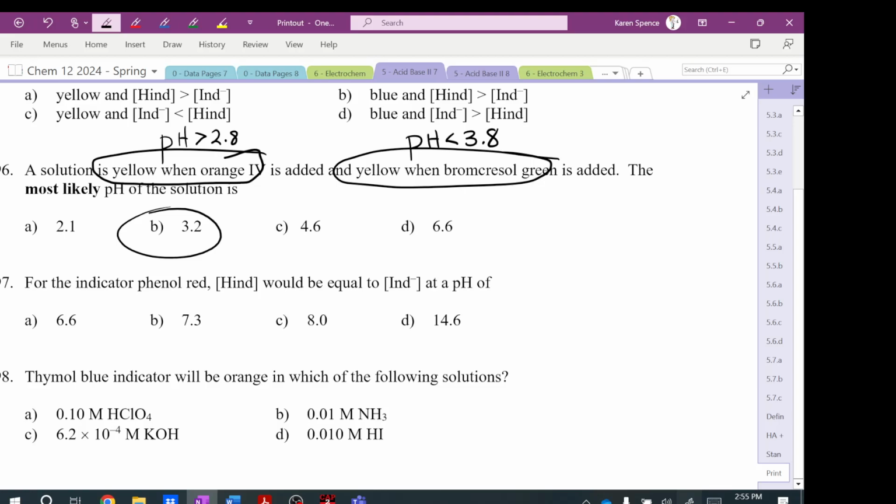That's not really why. No, you just have to look at the two and say, is it greater than this or is it less than this?